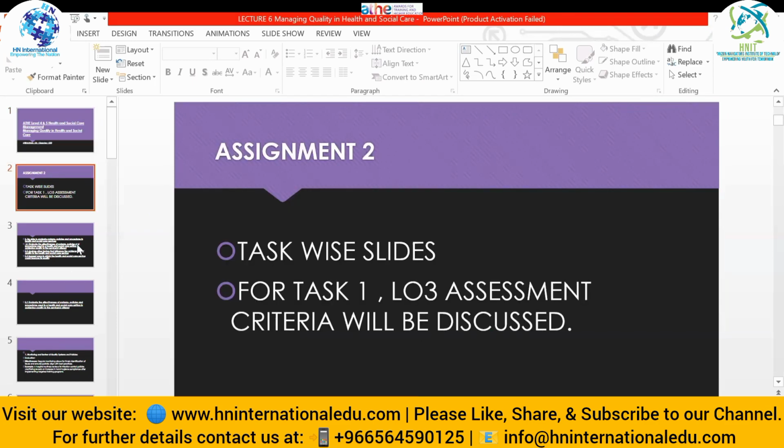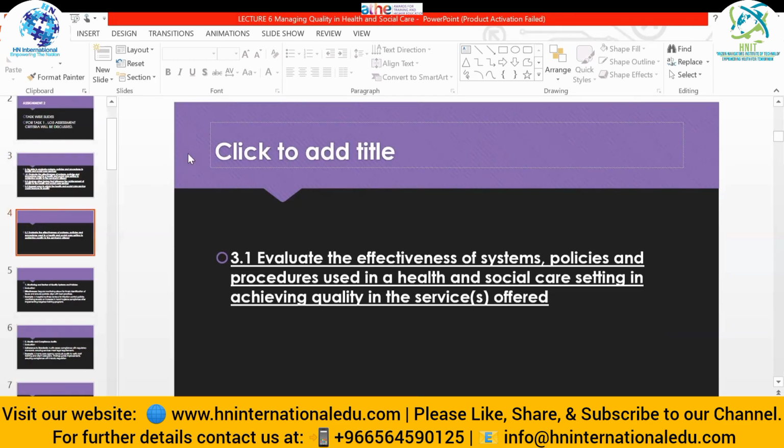Right now, we will be discussing LO3. Evaluate the effectiveness of the systems, policies, and procedures used in a health and social care setting in achieving quality in the service offered. So, these are the services which we will be discussing specifically for those areas, in which we will be discussing the policies and procedures used specifically in the health area.